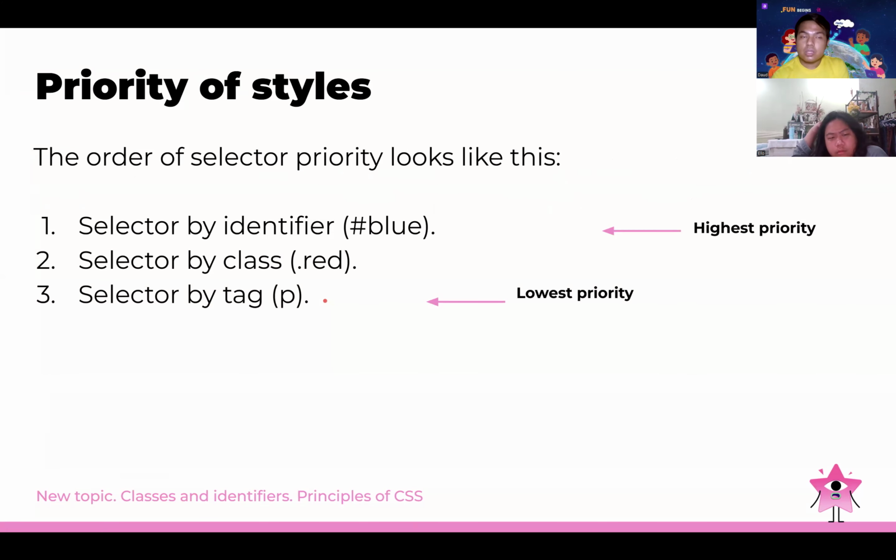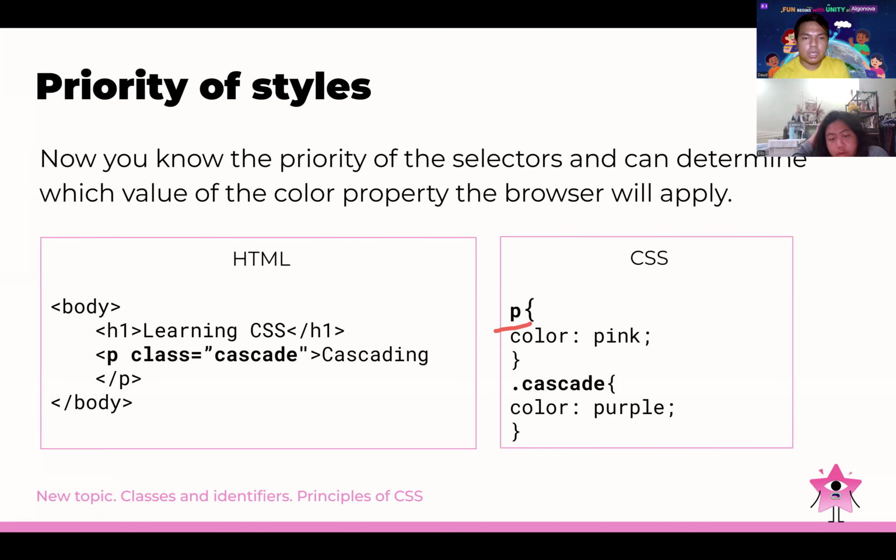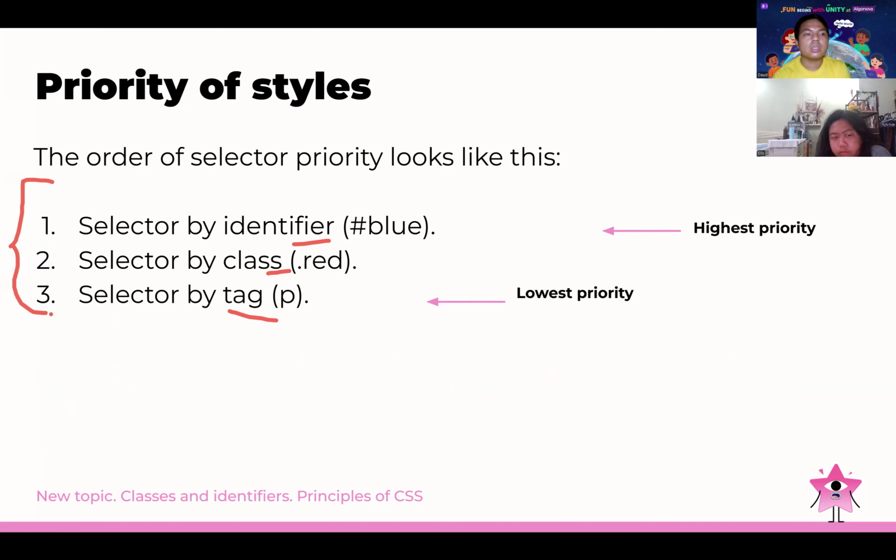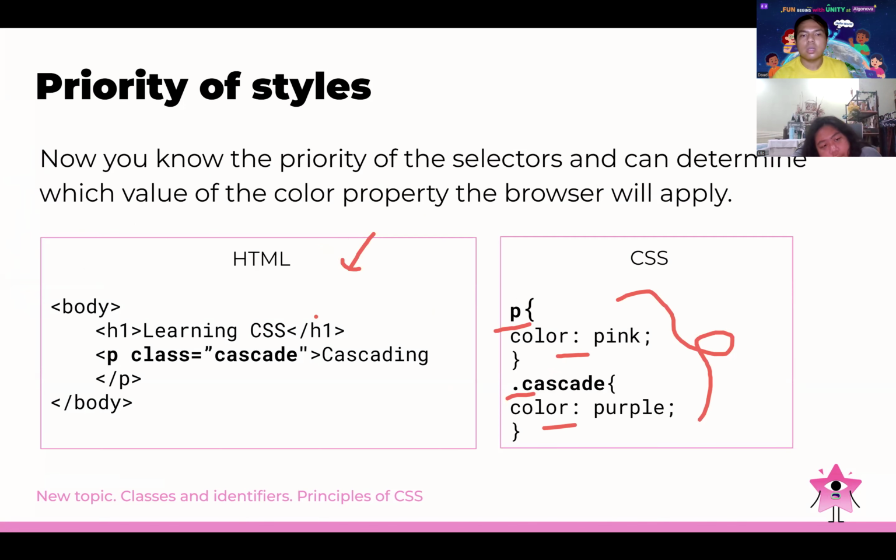The priorities of the cascade are the ID, the class, then the type. What does it mean? If you have the P and also the cascade class, which one do you think will be running? The purple one, for this HTML5? Yes, the color will be purple, not pink, because the priority is in order: the ID, the class, and then the tag.